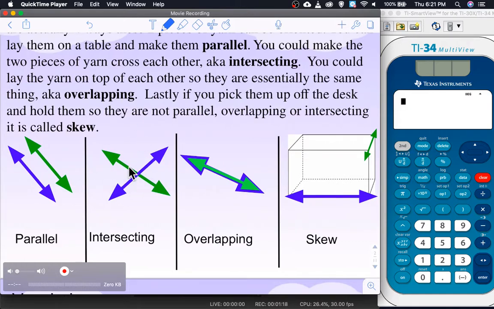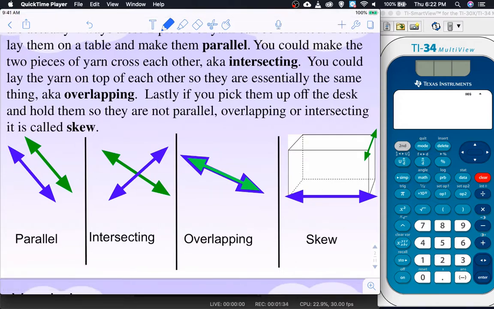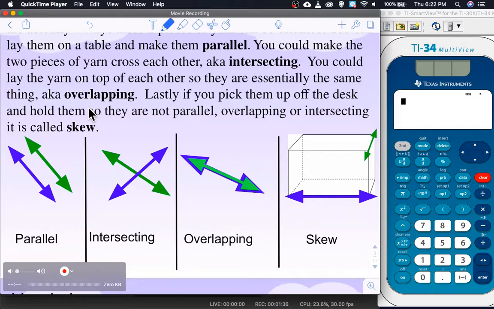You can make the two pieces of yarn cross over each other, like so. So these are intersecting. You could lay the yarn on top of each other, so it's essentially just the same thing, like the same line. That's called overlapping, and so this is kind of what it looks like. Lastly, if you pick them up off the desk or off the table and hold them so they're not parallel or overlapping or intersecting, they're called skew.